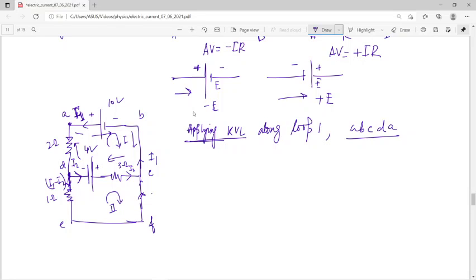So if we are moving in that particular direction, what can we think of that? Because it is taken as a rule that when a source of EMF, say a cell, is traveled from the negative to positive terminal, the potential difference across the source may be taken as positive.